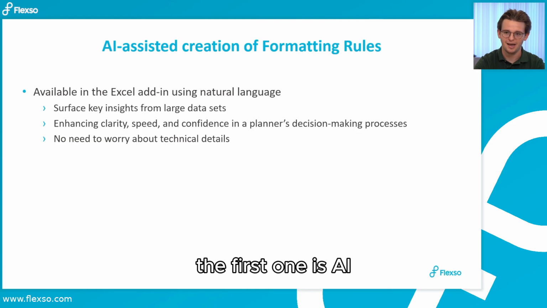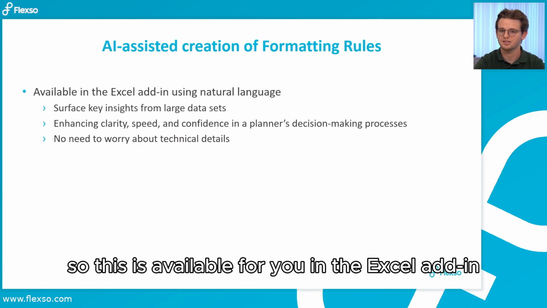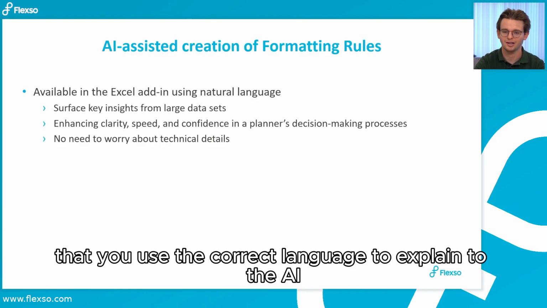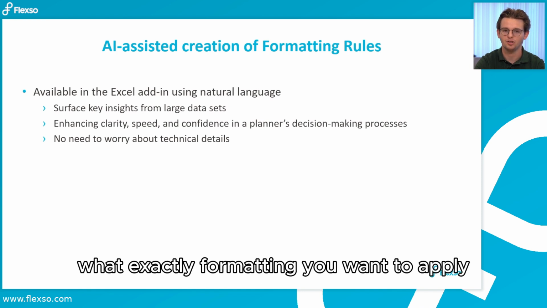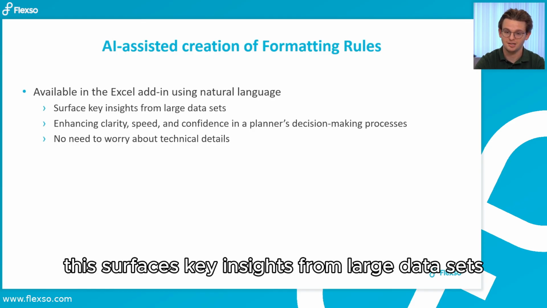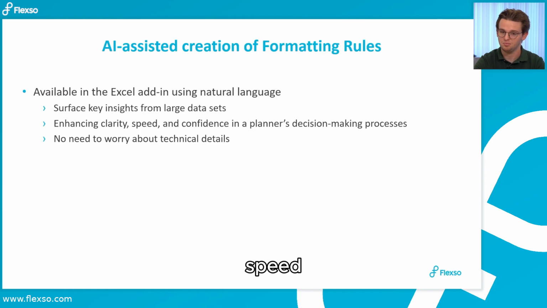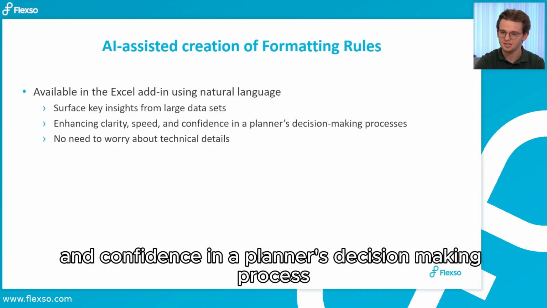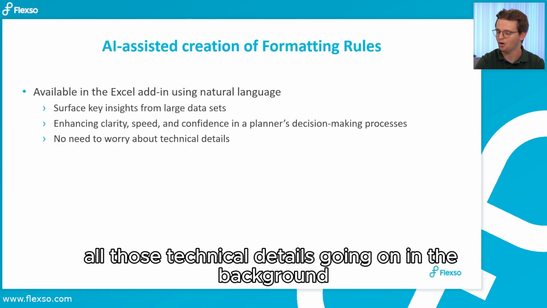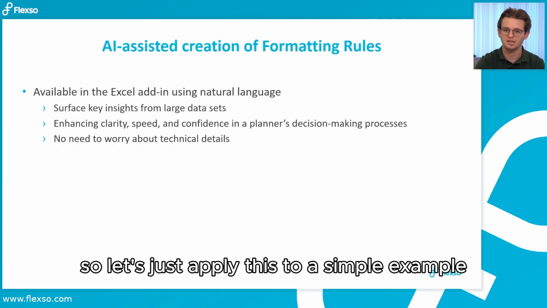The first one is AI-assisted creation of formatting rules. So this is available for you in the Excel add-in, and you can use it using natural language. So do mind that you use the correct language to explain to the AI what exactly formatting you want to apply. As formatting generally does, this surfaces key insights from large data sets, and it will also enhance clarity, speed, and confidence in a planner's decision-making process. And the most important thing, for the planners, there's no need to worry about all those technical details going on in the background. So let's just apply this to a simple example.